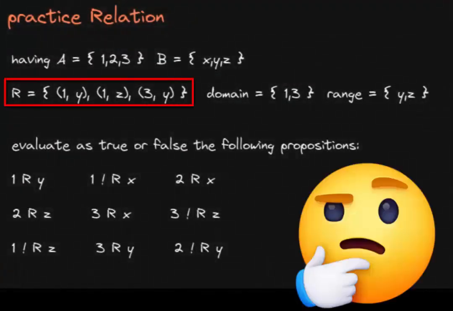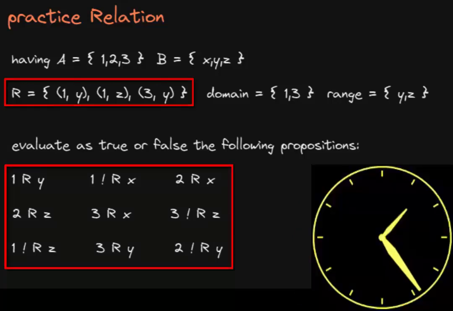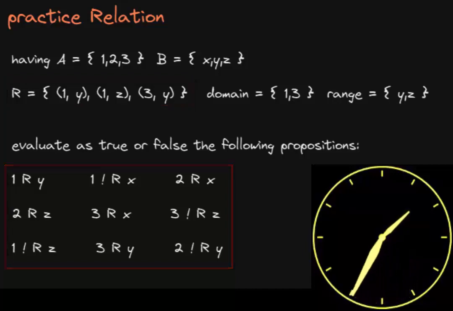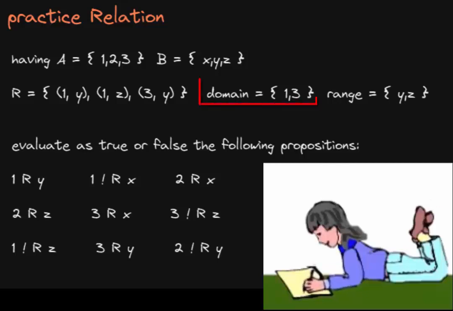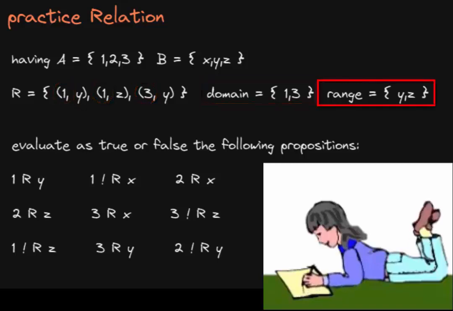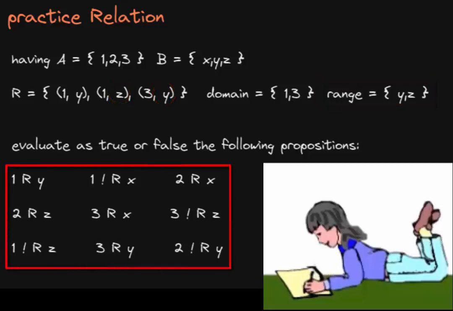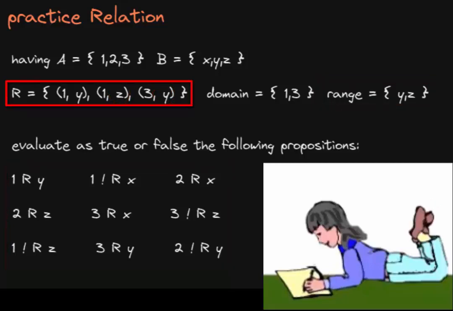For the given relation composed of these pairs set, identify as true or false the following propositions. For this relation, the domain is composed by the set of every first ordered pair element, and the range is the set of second elements. First, let's evaluate the affirmative ones. The only valid relations are 1 to y, 1 to z, and 3 to y.